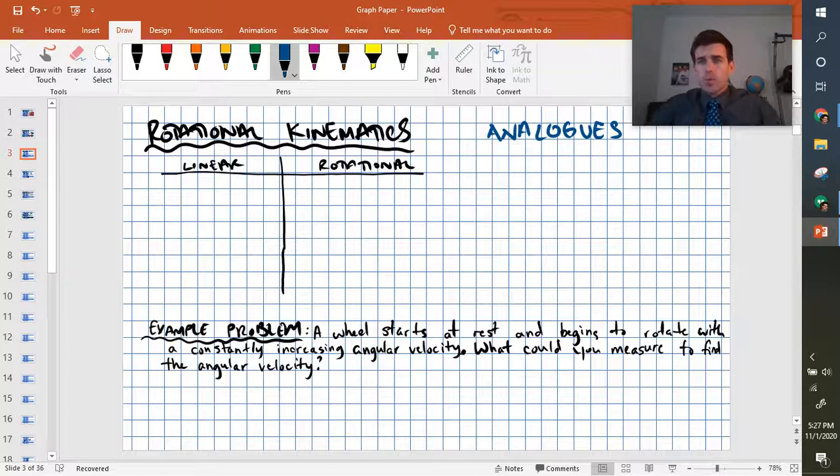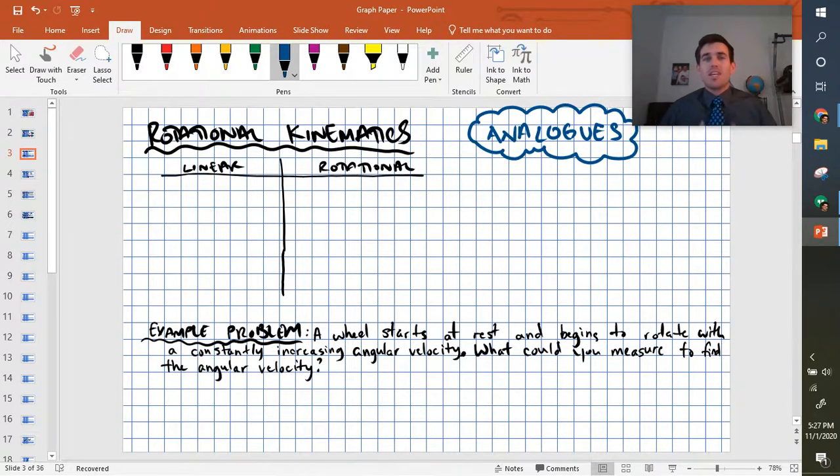So we're going to be talking about rotational kinematics this week and in this video. One of the key pieces to helping make sense out of this whole rotational unit is to learn about analogs. An analog is something that is very, very similar and can almost be used in place of another, where we can see strong similarities between the two items.